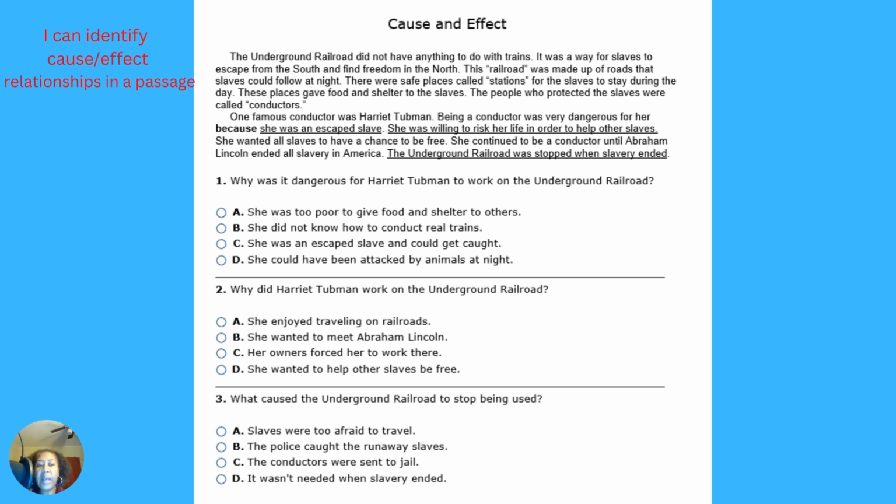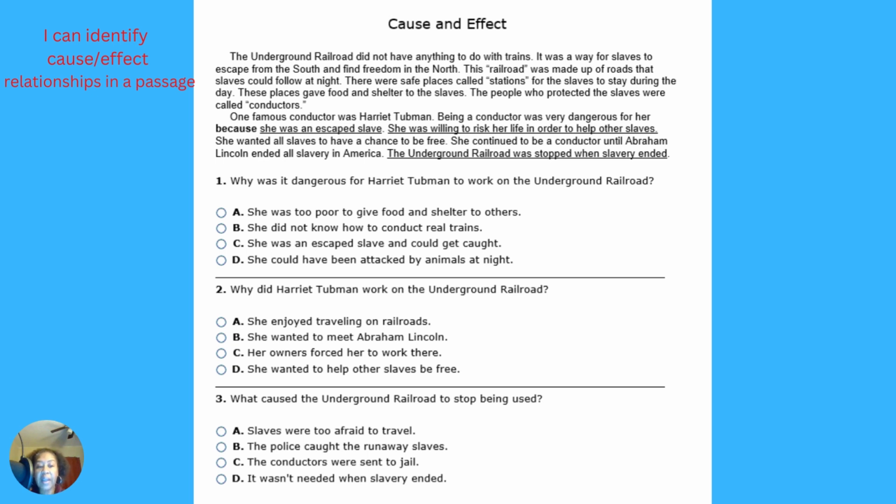I didn't see that in the passage either, because the first sentence says the Underground Railroad did not have anything to do with trains. So we know B is not the answer. And look at D. She could have been attacked by animals at night. Well, she could have been attacked by animals at night, but it didn't mention that in the passage, did it? No.